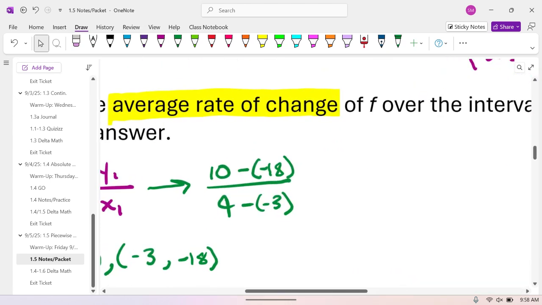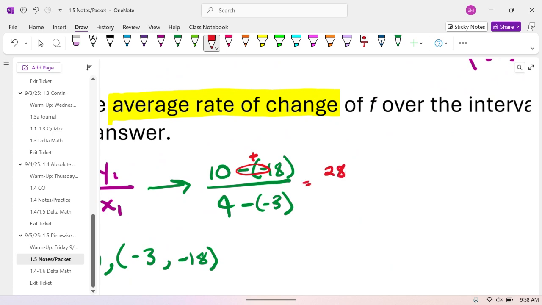And then we just go through and evaluate this. So what happens to these two minuses right here on the top? They become positive. So we now have 10 plus 18. So what's 10 plus 18? 28. Then these also become positive because the negatives cancel each other out. So what's 9 plus 3? 12.